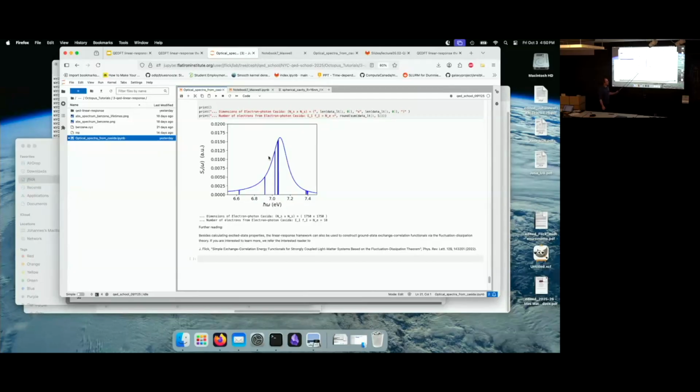One thing I wanted to mention in the end is that this linear response framework is not only relevant for calculating excited state properties, but it also gives a way to construct exchange-correlation potentials for the ground state. This is done via the so-called fluctuation-dissipation theorem. If you're interested, you can read more in this paper.